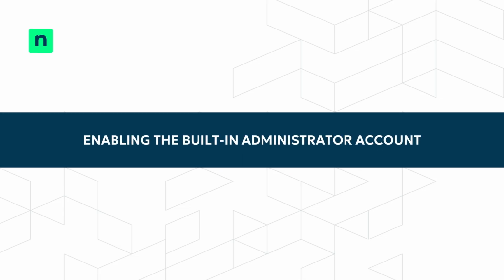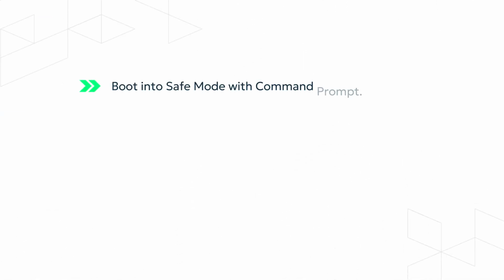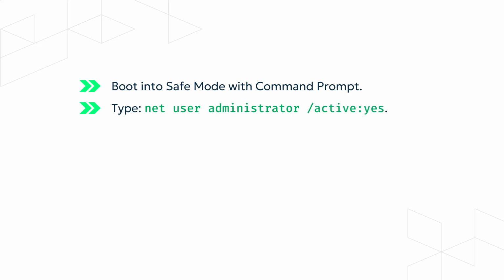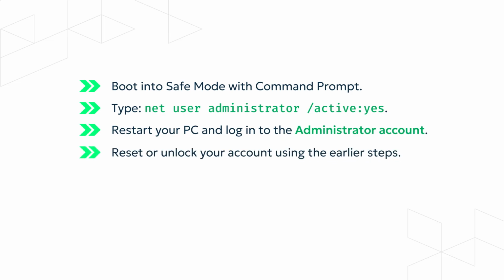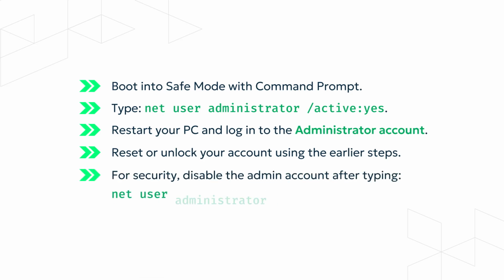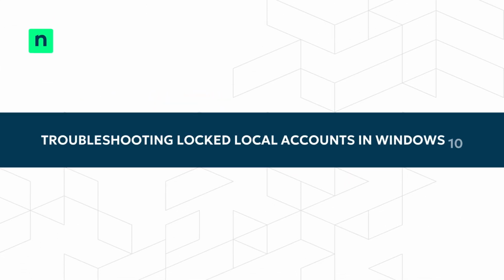Enabling the built-in administrator account. Boot into safe mode with command prompt. Type net user administrator /active:yes. Restart your PC and log in to the administrator account. No password by default. Reset or unlock your account using the earlier steps. For security, disable the admin account after by typing net user administrator /active:no.